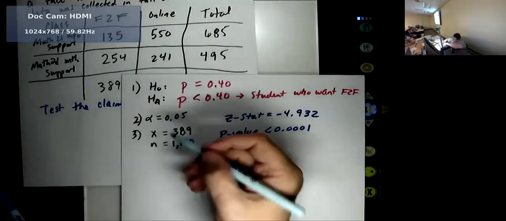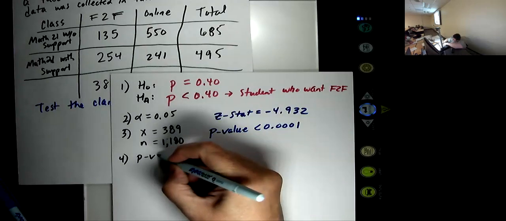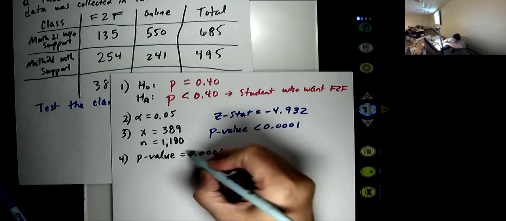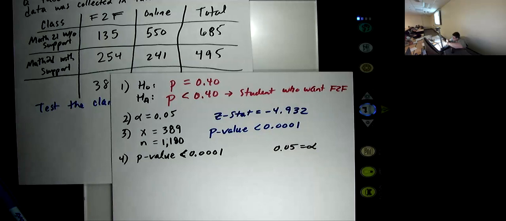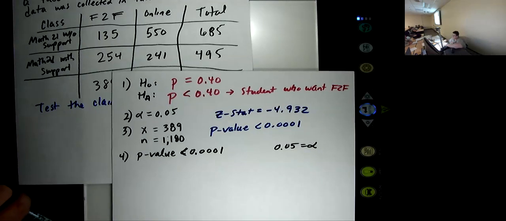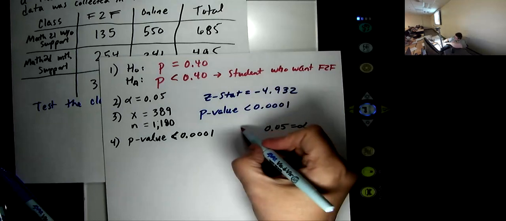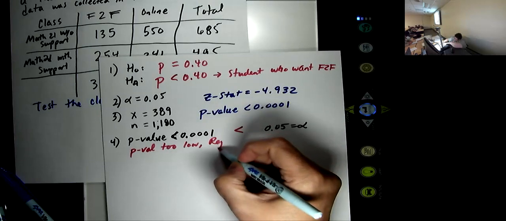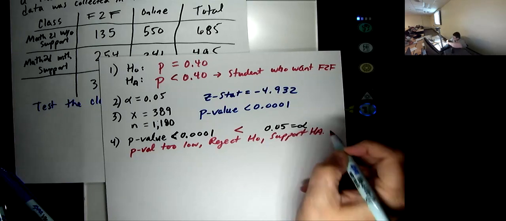All right, let's finish our test. Step 4 is to compare p-value with alpha. I'm going to use 0.0001, but it says it was less than. Alpha was given as 0.05. Is p-value less than or greater than alpha? Less than. So the p-value's too low. Reject the H naught. Support HA. That's my verdict.